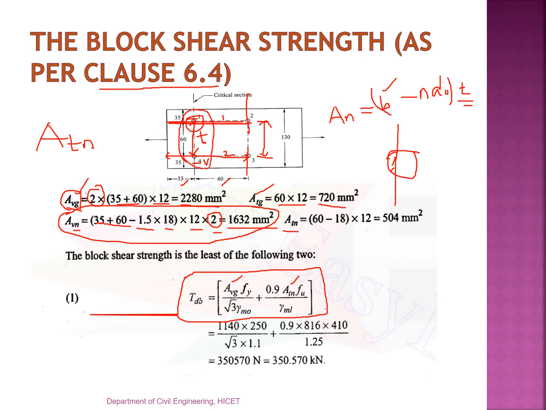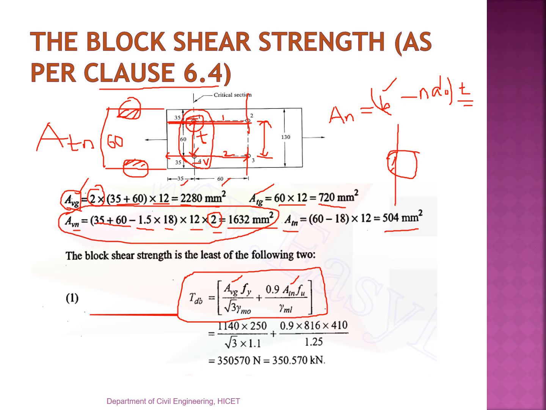So what is meant by ATN? ATN means net tension area. This is my tension area. The center to center distance between two bolt holes is 60 mm. Along the 60 mm we have 0.5 bolt hole at the top and 0.5 bolt hole at the bottom, so 0.5 plus 0.5, that is one full bolt hole. So 1 into the diameter of the bolt hole, 18 mm, so 60 minus 18, then the thickness of the plate is 12 mm, so 60 minus 18 into 12, the value is 504 mm square.